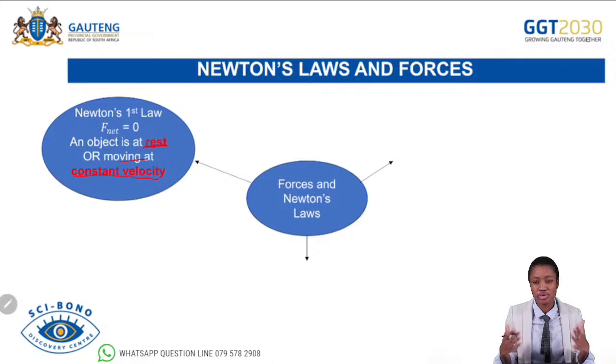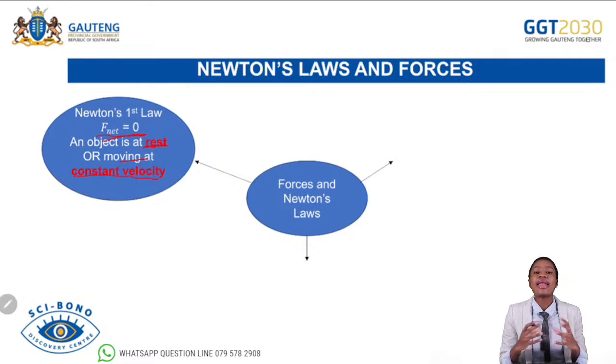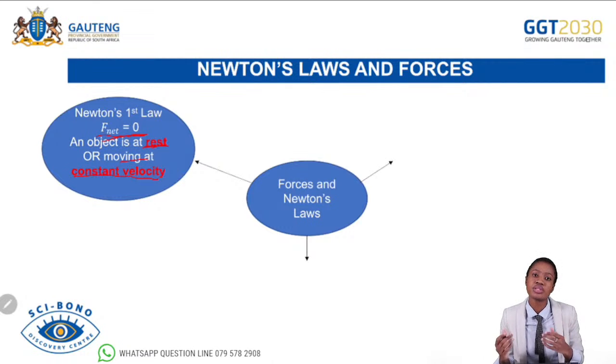Constant velocity should tell you that acceleration is therefore zero. It's not accelerating. Why is it moving at a constant velocity, or why is it at rest? Why does it maintain its original position or its original state? That is because we're looking at an F net of zero. The net forces acting on that object amount to zero.